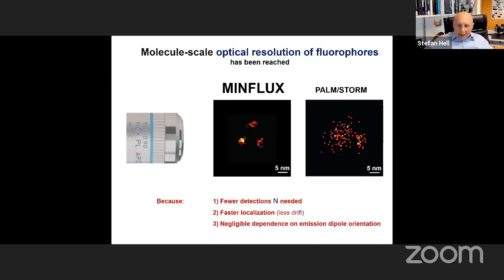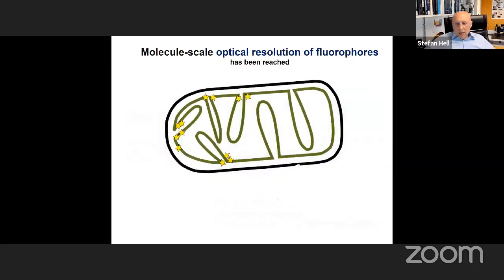Now, why was that possible in MINFLUX? Because MINFLUX requires fewer detections, and that's one thing. Also, at the same time, you're faster, so there's less drift. If you have PALM STORM, you need more photons, there is more drift. And of course, you have the orientation problem, the emission dipole problem, that also destroys, to some extent, your precision. So these are the three factors that really have led to this conceptual advancement in the optical resolution of fluorophores, which now is at the molecular scale. Of course, those who do biology say, okay, what does this mean for me?